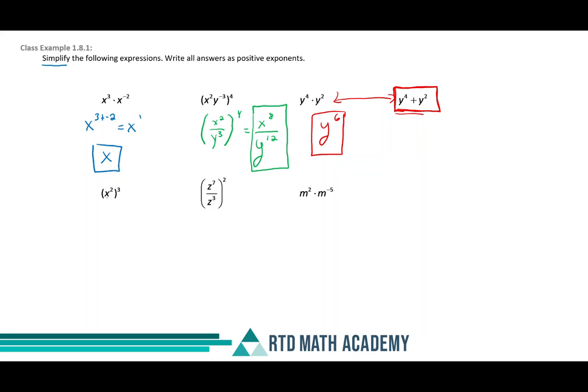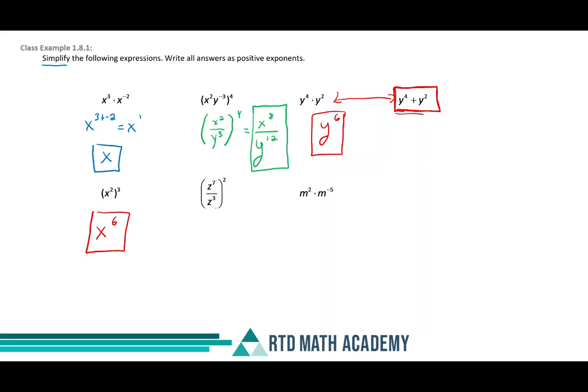X squared to the power of 3, that's a power raised to a further power, just like we did over here. I can see that that's going to be the same thing as 2 multiplied by 3, and 2 multiplied by 3 is 6, so I get x to the power of 6. Our next question here again is a power raised to a further power.